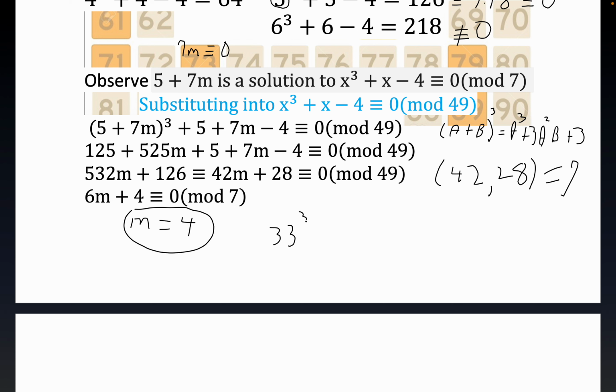cubed, okay? And then right here, let's see, 7 times 4 is 28. So this is plus 33. Again, I'm taking this 4 and placing it right here, in this object right here. And 7 times 4 is 28 plus 5 is 33 right here. 7, again, the same thing. And then it turns out, and you guys can verify, this is a solution. It's congruent to 0 mod 49.